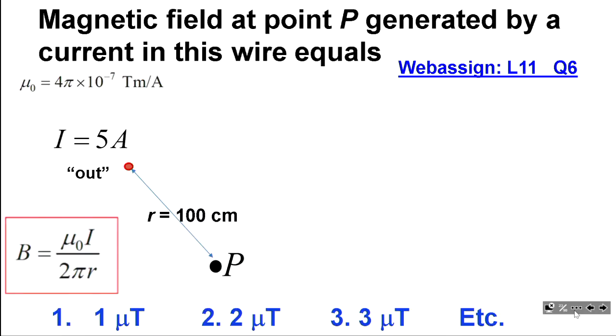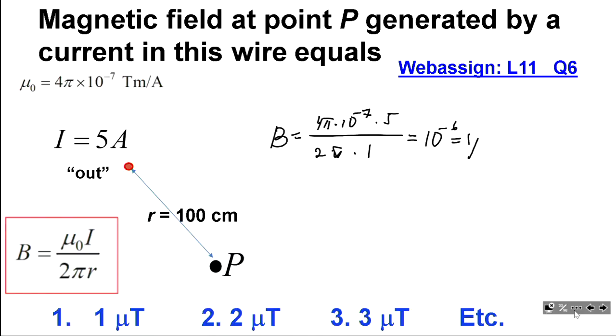Actually, I don't remember the answer. So let's see, 4 pi 10 to the negative 7, 5, over 2 pi, 1. Pi and pi cancel, so 5 times 2 is 10, 10 to the negative 6. And that is 1 micro Tesla.